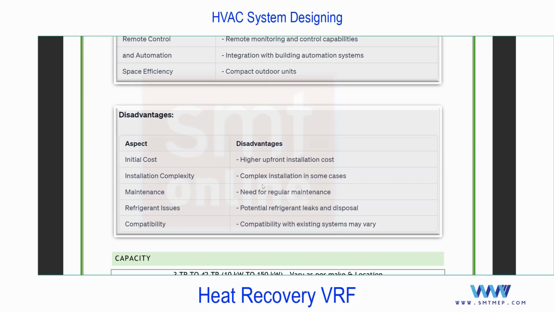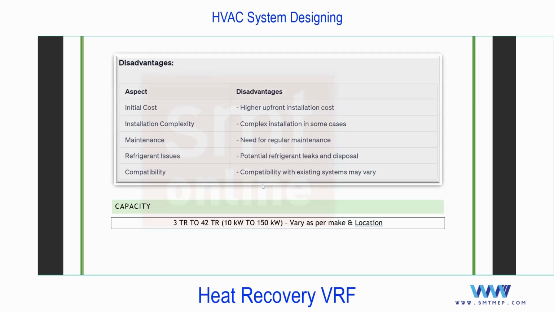As for this VRF type, compared with the other. Next, in case of leakages, you see the refrigerant loss. In case of leakage from one unit, it may affect the whole system. Okay, so these are some disadvantages compared with the other systems.